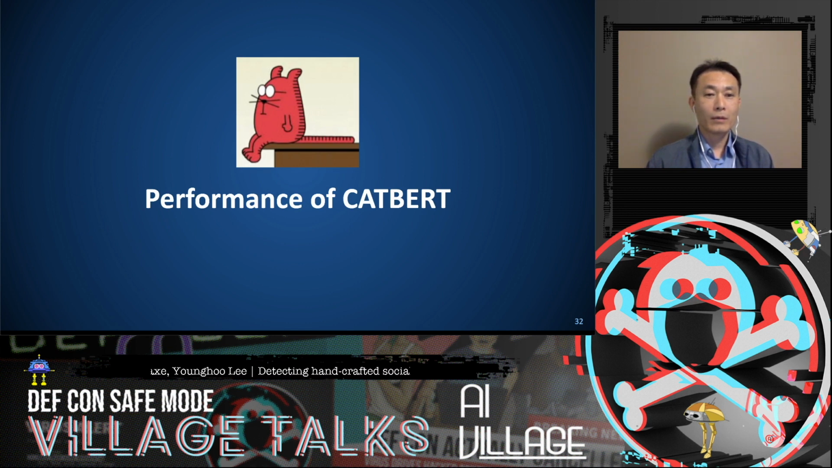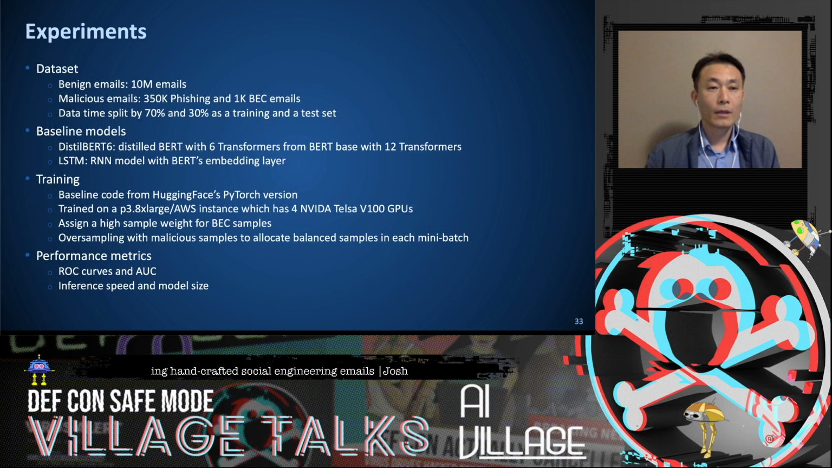Next, we will have a look at the performance of our chatbot. We used a data set of 10 million benign samples, and the data set also includes 350 phishing emails and 1,000 BEC emails. We use a time split to allocate 70% of samples as training and the remaining 30% as test samples.